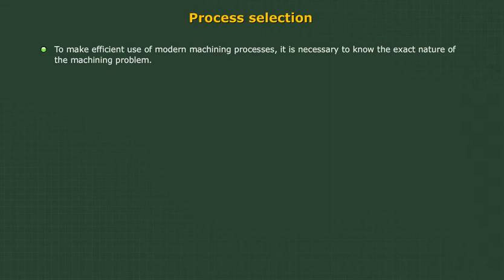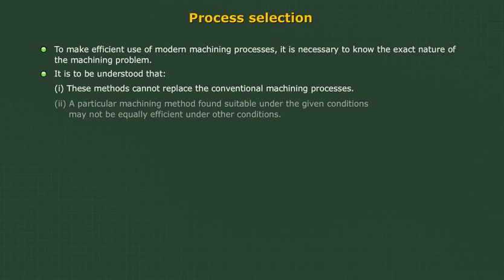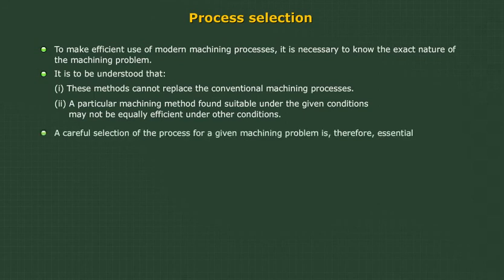Now we are going to see the considerations in a process selection. To make efficient use of modern machining processes, it is necessary to know the exact nature of the machining problem. It is to be understood that 1. These methods cannot replace the conventional machining processes. 2. A particular machining method, found suitable under the given conditions, may not be equally efficient under other conditions. A careful selection of the process for a given machining problem is therefore essential.